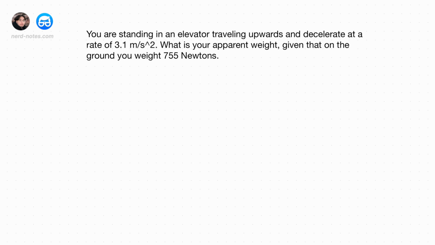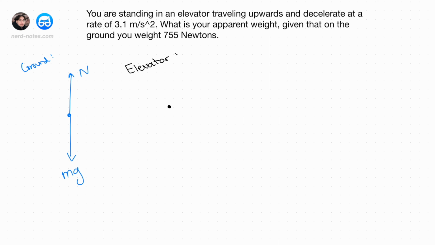So let's go ahead and break this down into two FBDs. The first one I'm going to draw is the one where he's just standing on the ground. So mg, and then his normal force is going to be equal and opposite. Okay, again, this is on the ground. Now in the elevator, it's going to be slightly different. I'm going to start off by drawing the dot to represent the person. I'm going to draw a downwards arrow to represent the weight. And remember, that weight is going to be identical in the elevator and on the ground. What's changing, however, is the normal force, okay?